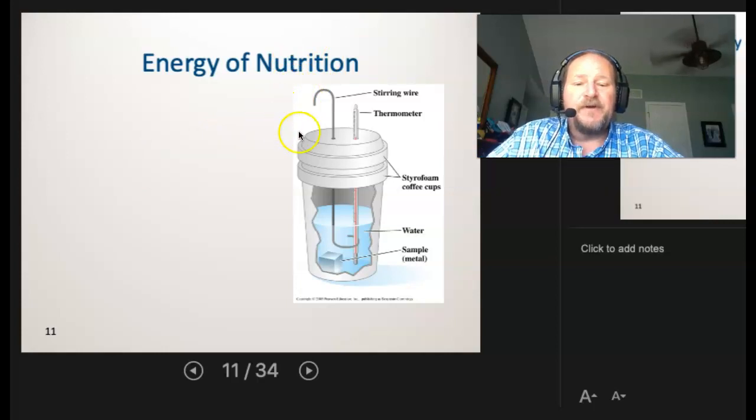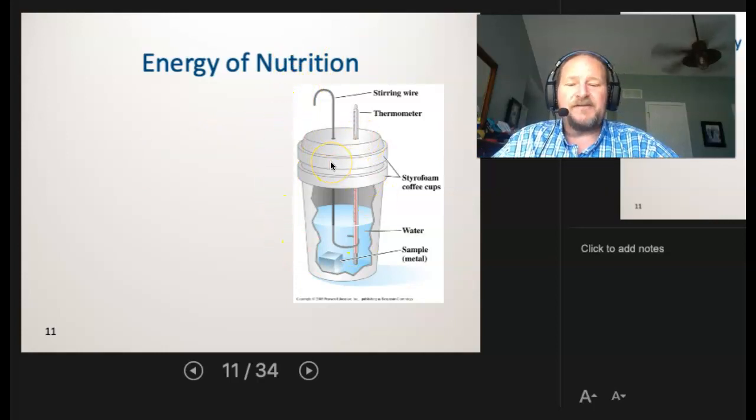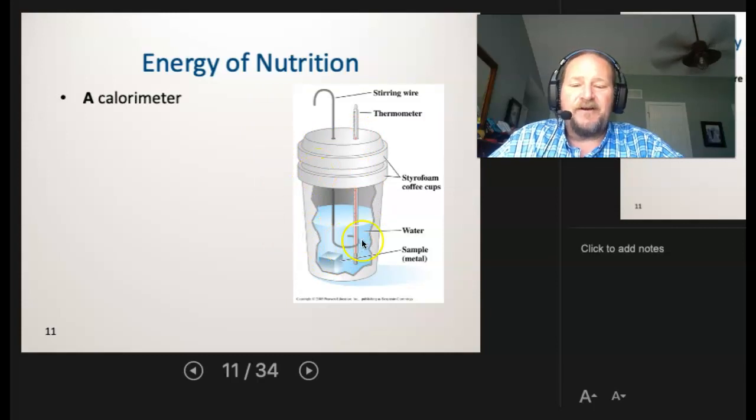So what we do is we use what's called a calorimeter. So this little coffee cup device is called a calorimeter.